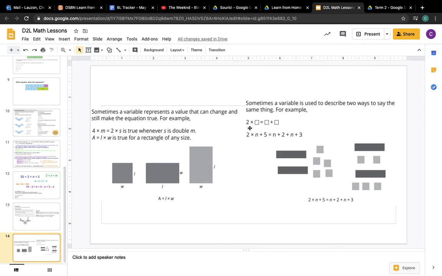For example, 2 times something equals something plus something. You could say 2 times a number plus 5 is the same as a number plus 2 added to another number plus 2. So just to show you here the different ways we've been looking at variables this week and throughout the year as well.